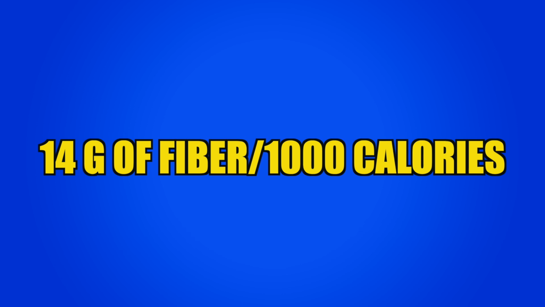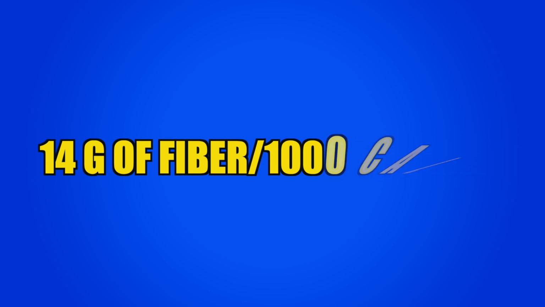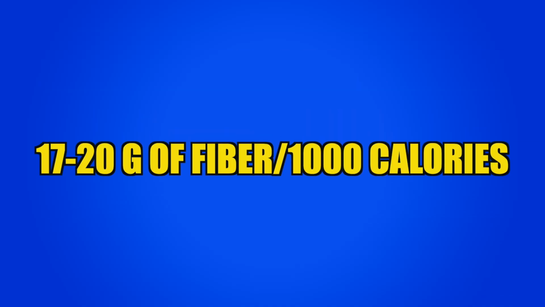Now if you're wondering, how much fiber? If you're a non-diabetic, it should be 14 grams of fiber per 1,000 calories. So if you eat 2,000 calories a day, it should be about 28 grams of fiber. If you eat 3,000 calories per day, 42 grams of fiber, and so on. If you are a diabetic, you need more. You need between 17 and 20 grams of fiber per 1,000 calories per day.